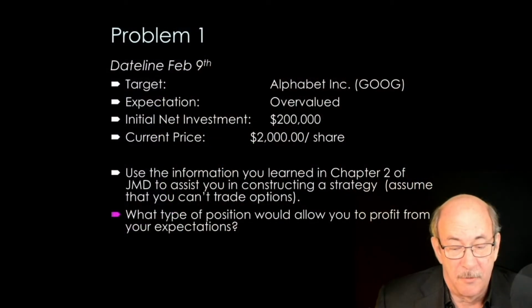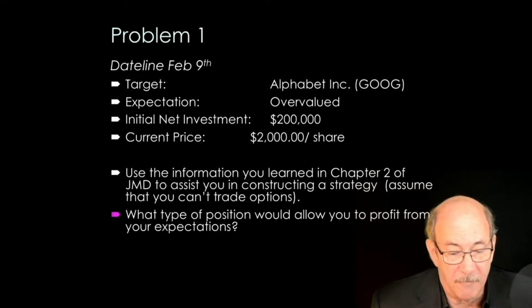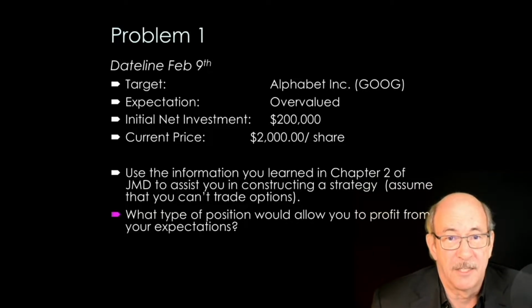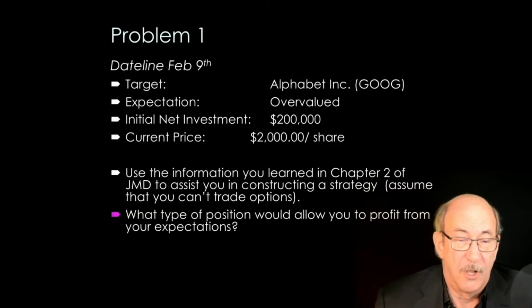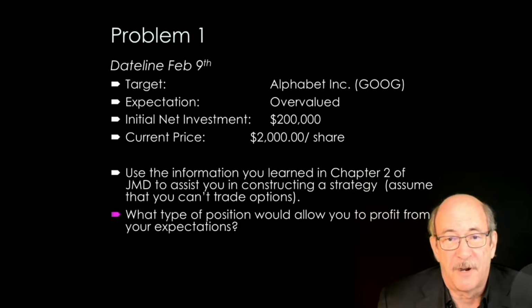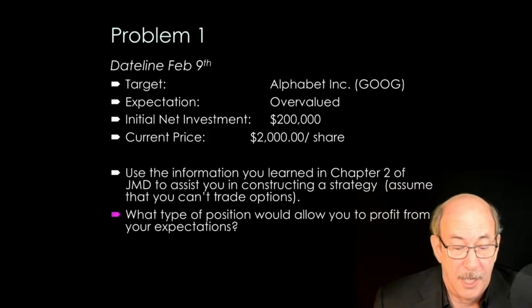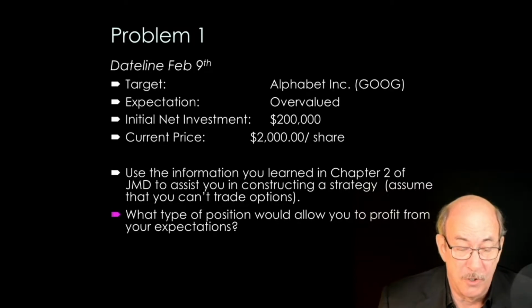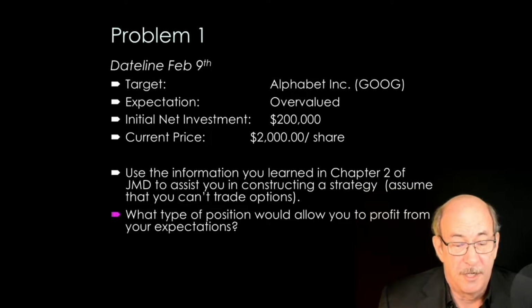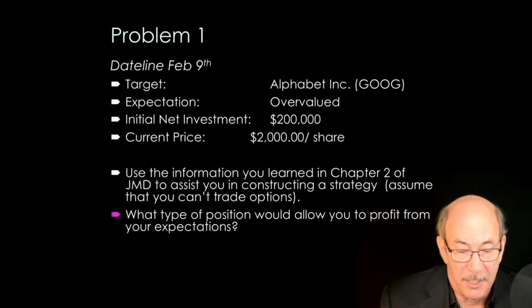So we're looking at Google, which is held by Alphabet Inc. That's the parent company of Google. And we've done some analysis and determined that it's overvalued. We have $200,000 of our own capital. So that is our net worth. The current price on Google is $2,000 per share. So we're going to use the information that we learned in chapter two to figure out how to capitalize on this expectation using the net worth that we currently have.